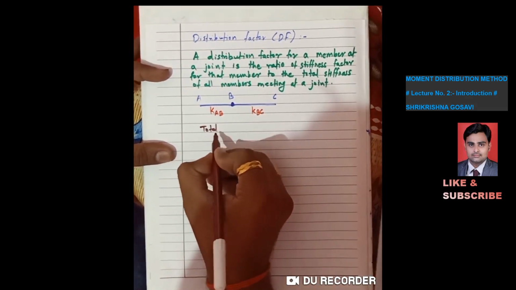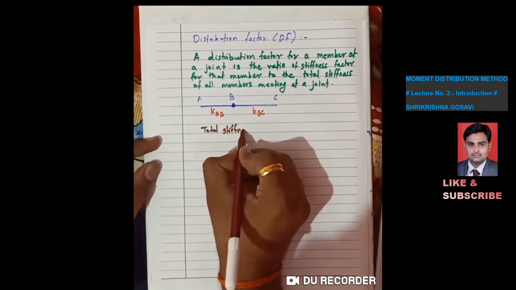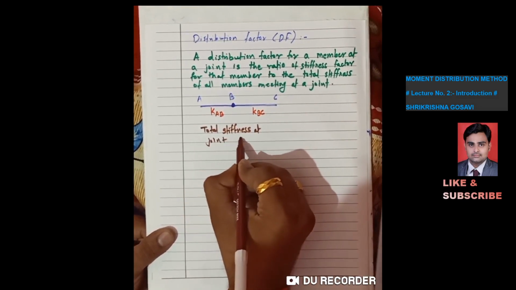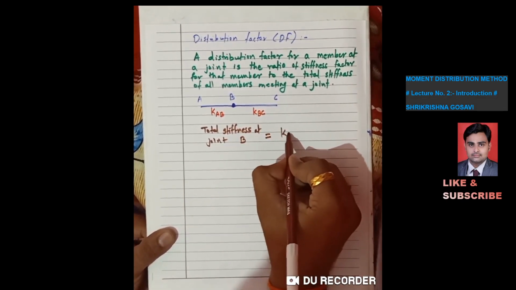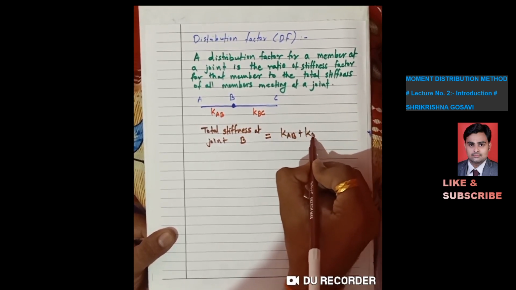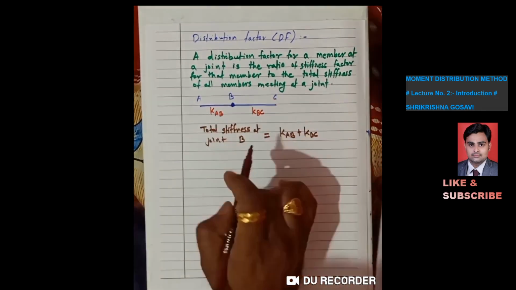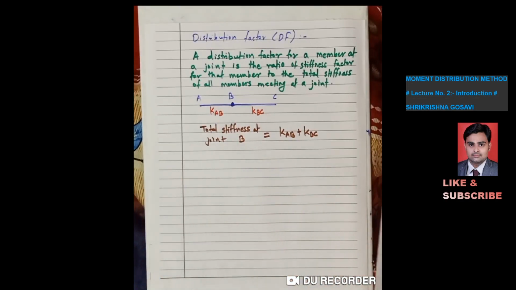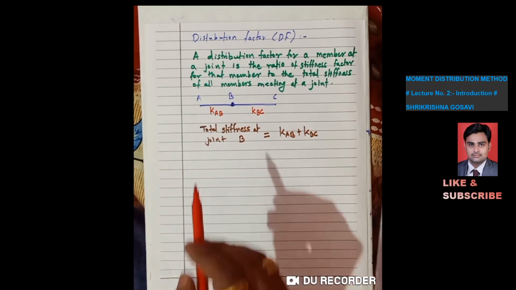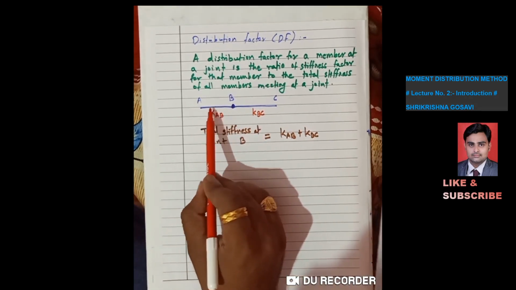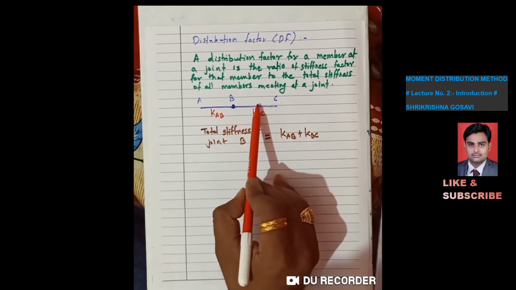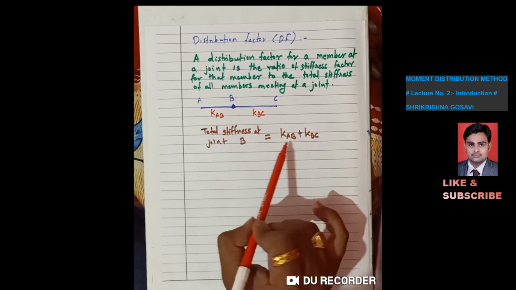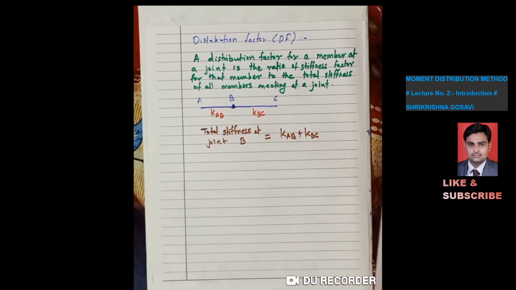Now what is the total stiffness at joint B? It is KAB plus KBC. If I add these two stiffnesses, then I will get the total stiffness at the joint. Now we know the individual stiffnesses. For member AB, its individual stiffness is KAB. For member BC, its individual stiffness is KBC. And the total stiffness is the addition of these two stiffnesses.